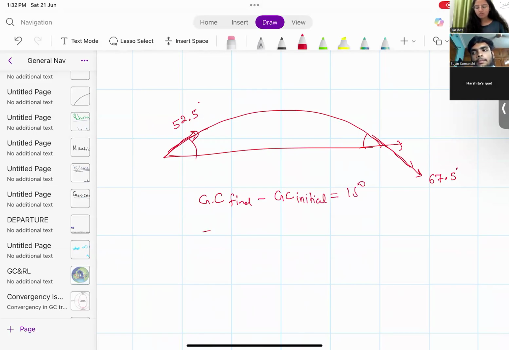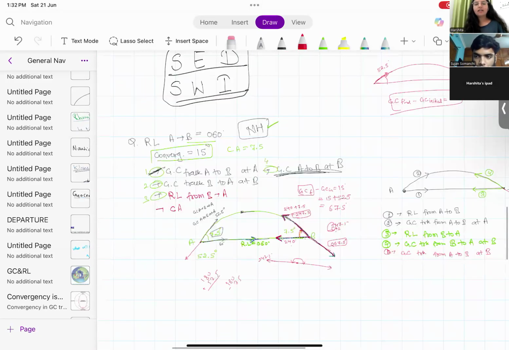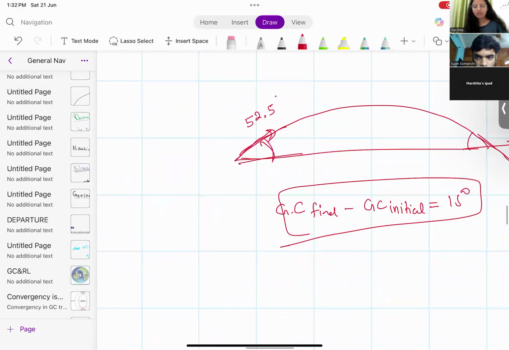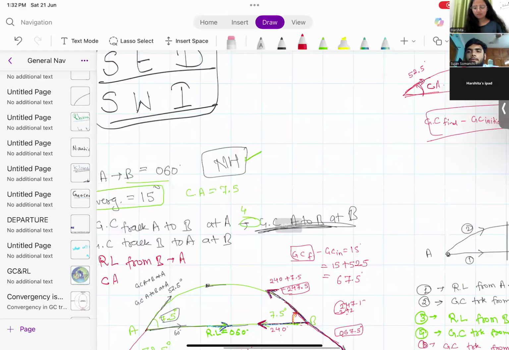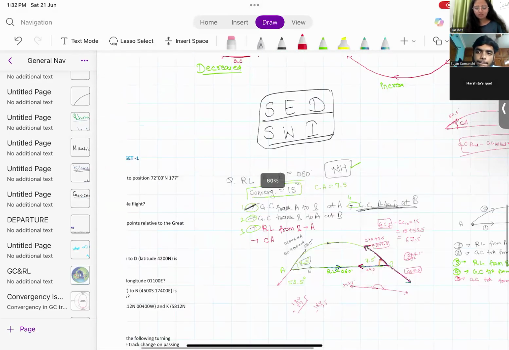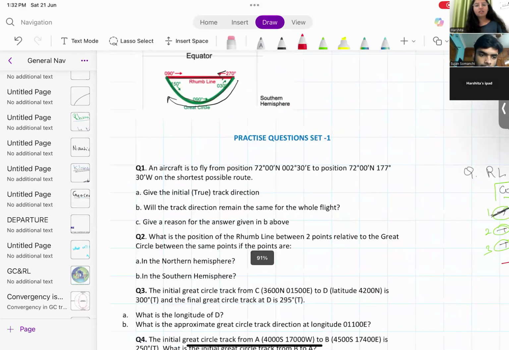Very good. Do you see? We can even see from this example that great circle final minus great circle initial gives us convergency. The angle between the rhumb line and great circle track is conversion angle, which is 7.5. Good, very good. So this was it for the theory part.